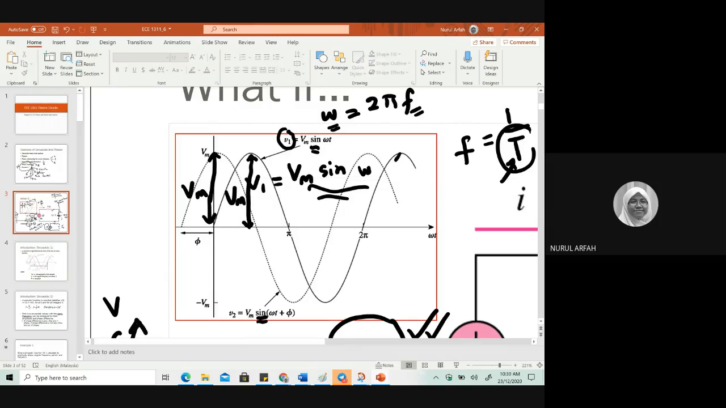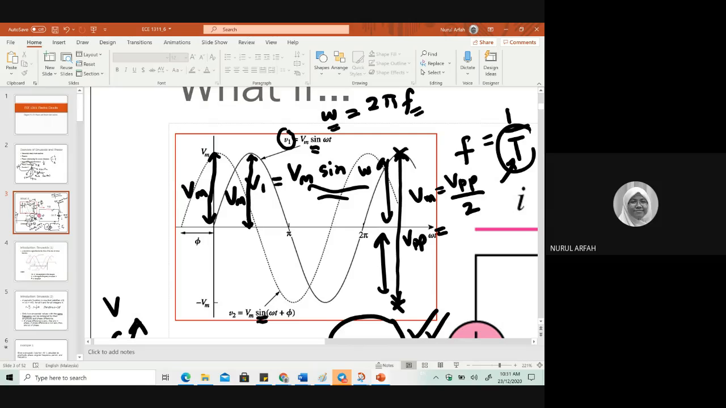So V peak to peak is actually from this peak to the other peak. This is V peak to peak. So if you relate it with Vm there, Vm is equal to V peak to peak divided by 2. So from this peak to the negative peak, you divide the peak to peak by 2 because it's going to have an equal Vm. So far so good. Vm is a magnitude, right?